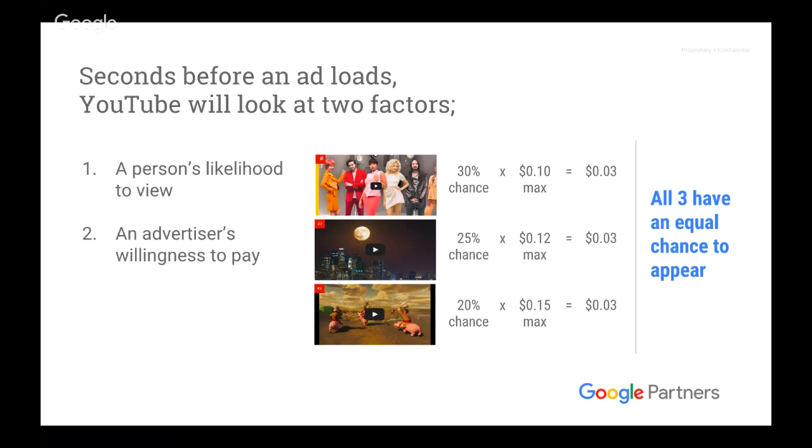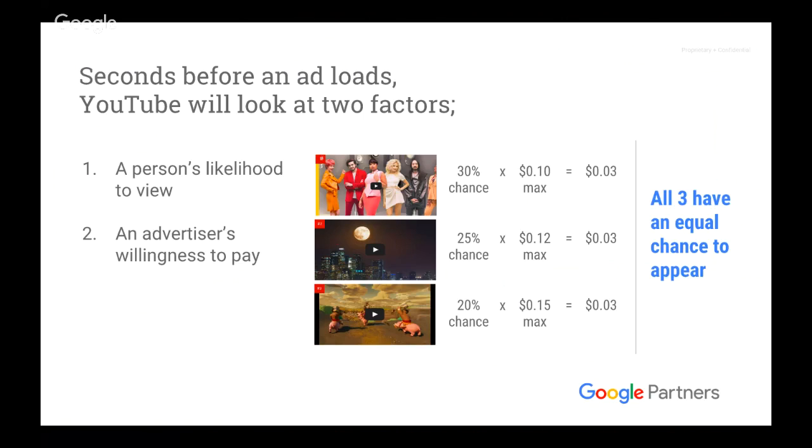Since there's only one ad slot, we need to choose which ad is going to appear. Seconds before an ad loads, YouTube's going to decide which ad to serve based on 2 factors. The chance that someone will watch the video multiplied by an advertiser's max willingness to pay. In this case, you can see that there's different chances that someone's going to watch the ad and different max willingness to pay. In this case, all 3 ads have an equal chance of appearing.